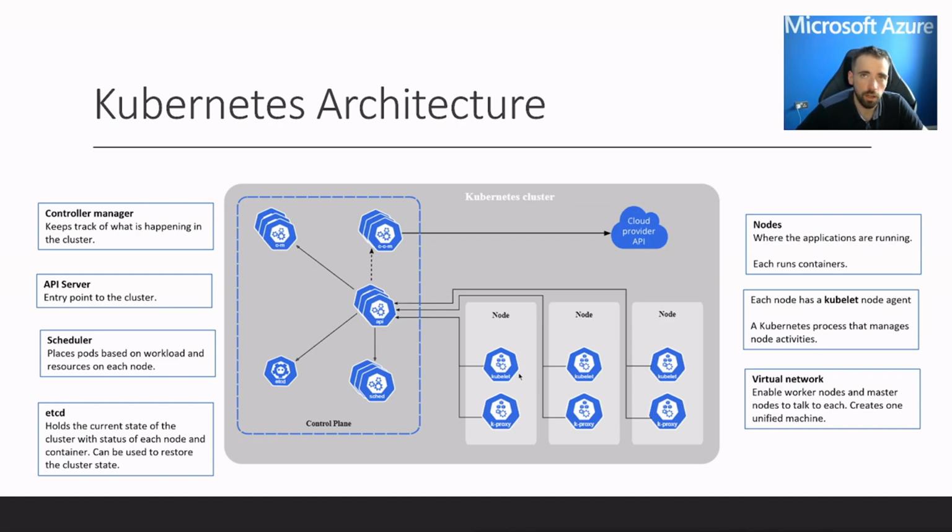We've got the kubelet and the kproxy components that communicate with the API cluster. We've also, as administrators and users, got the ability to interact with the Kubernetes cluster via a CLI and an API, and this uses the API role. We then have the scheduler, and this places pods based on workload and resources on each node.